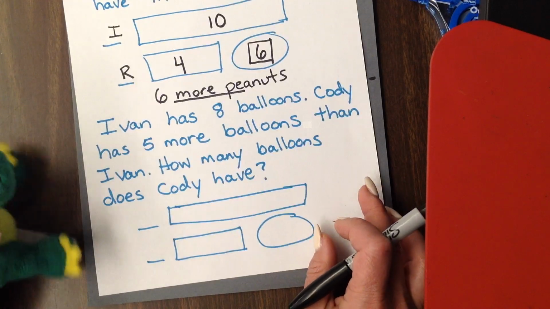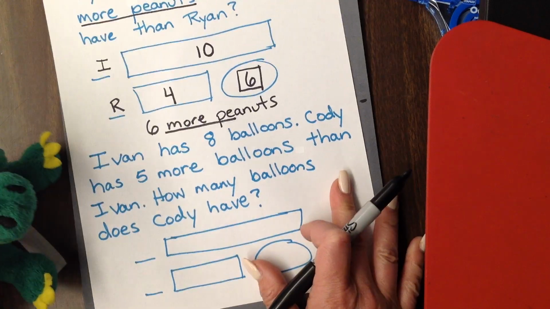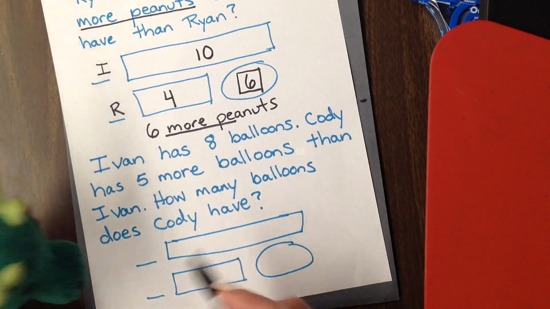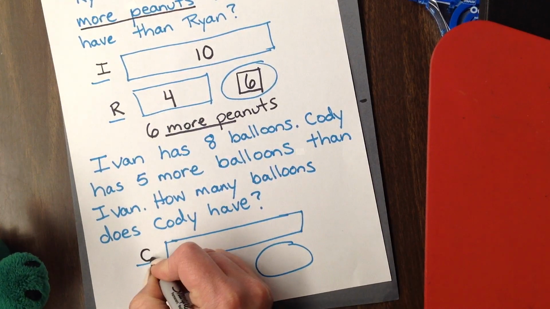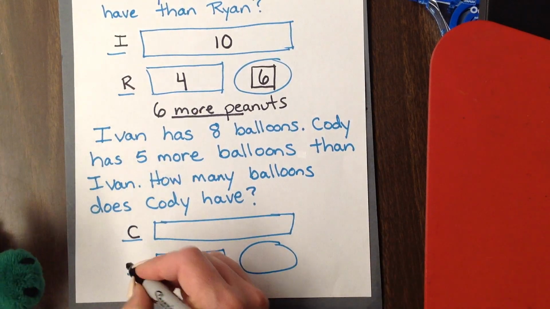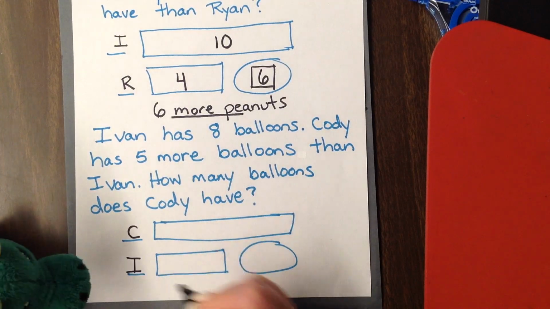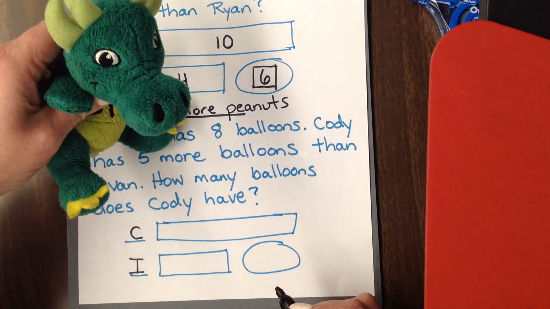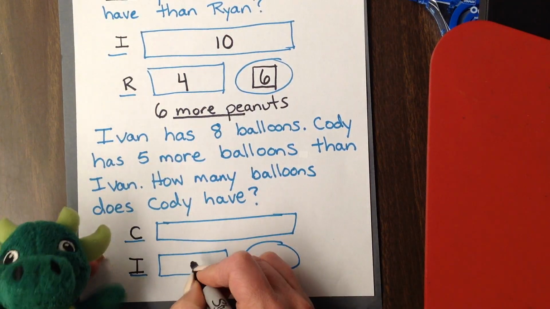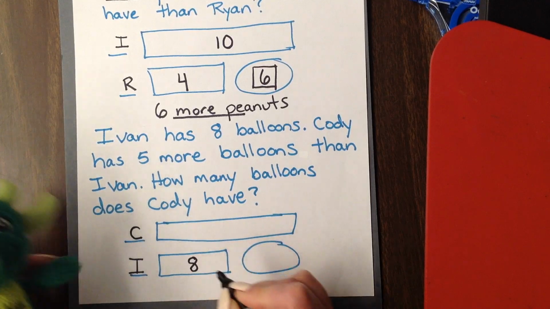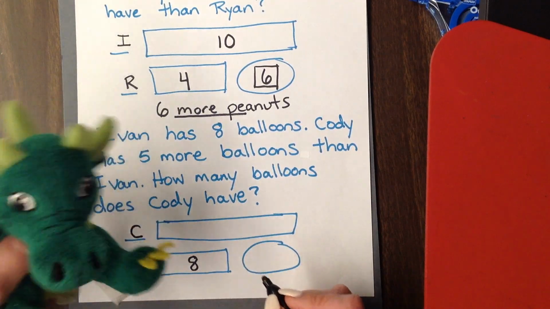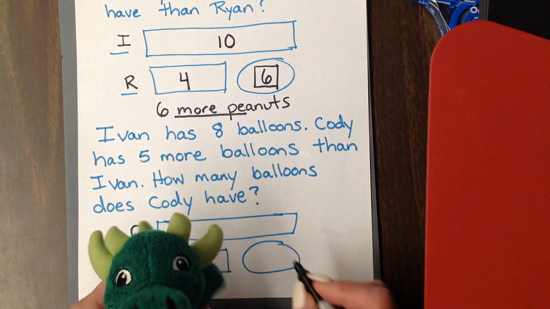Okay, so I'm a smart dragon, and I know, let's see, that it says Cody has 5 more balloons. So I know Cody has more, so I'm going to put Cody right there. Yeah, and then if Cody is there, then Ivan goes there. And up here it says Ivan has 8 balloons. So we know how many Ivan has. Hi, Ivan. Okay, Ivan has 8 balloons. And then Cody, yeah, he got more, but we don't know how many he has, but we do know he has 5 more. So that's going to go like there.